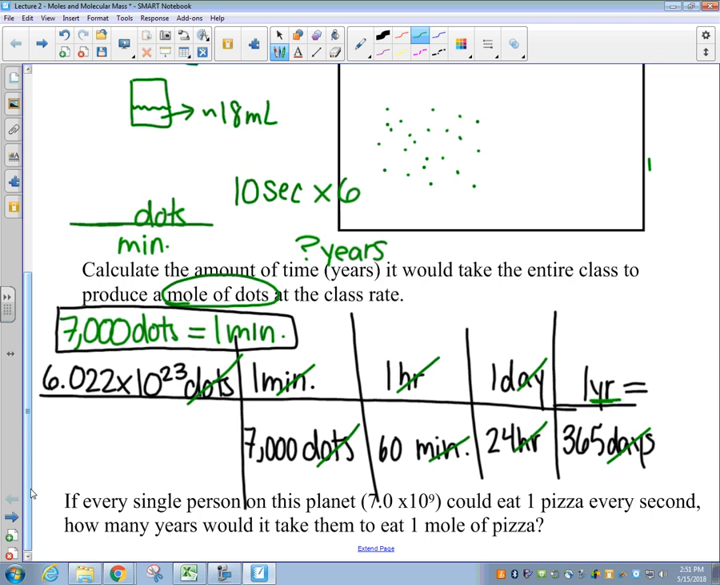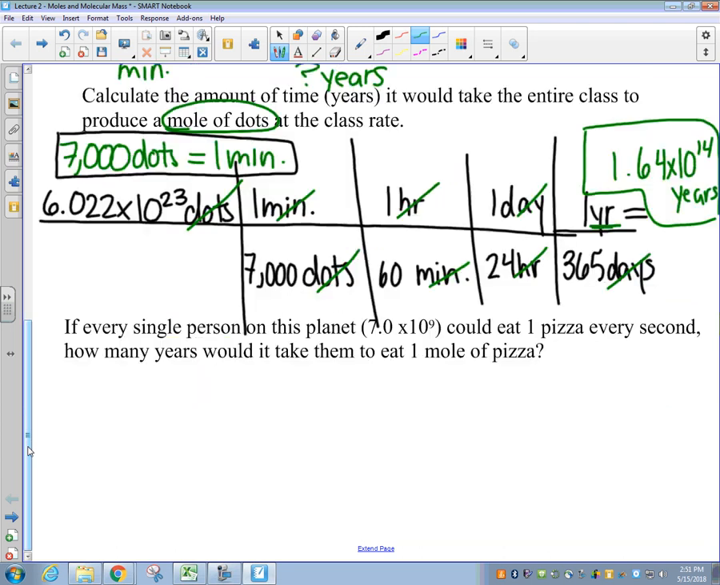And what you should have gotten is 1.64 times 10 to the 14th years. Okay? So we're calculating the number of years that it would take the entire class to produce a mole of dots. So obviously a mole is an extremely large value that we could not even come close to making a mole of dots, all of us together, with 30 people in the classroom or 28 people in the classroom. If we did it our entire life, we wouldn't even come close to making a mole of dots. So that just shows you again how large a mole is.